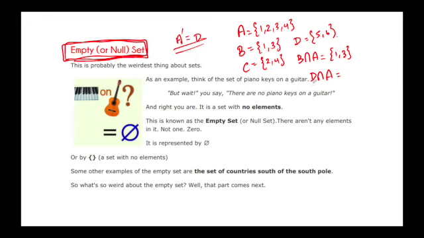But what I want is D intersect A. So D intersect A means what elements do D and A have in common? And how many elements do they have in common? They don't have any other thing. Right, they have none. So what we say is that this is the empty set. And we write the empty set like this. So an empty or null set is probably the weirdest thing about sets.